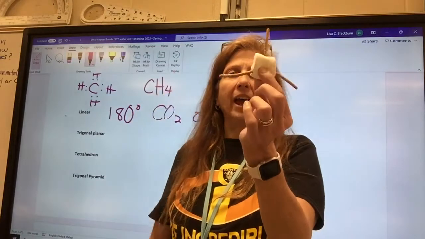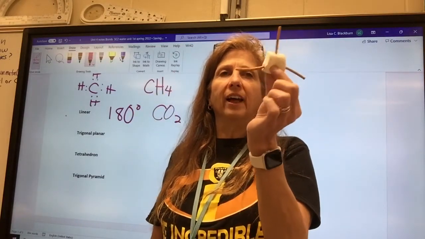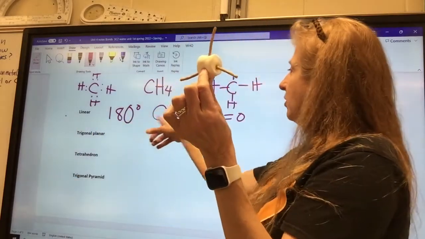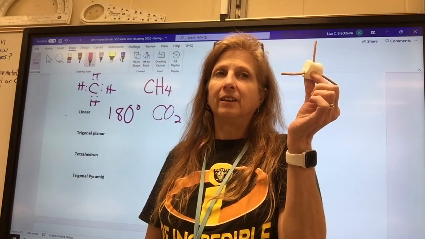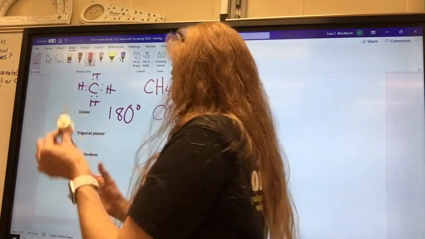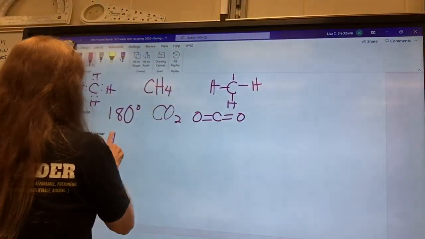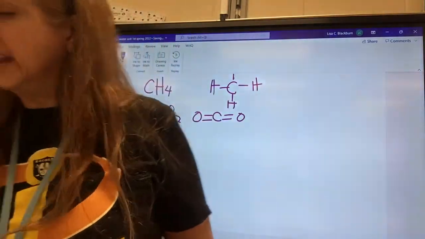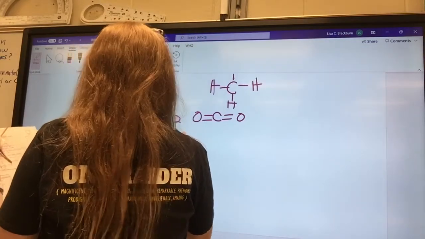Okay, so now, what is the bond angle for this? What's the bond angle? That one, linear, is 180 degrees. What's our bond angle here? No, not 60. 120, yes, very good. This is called trigonal planar. It's 120 degrees. Tri means three, trigonal planar. An example of this is SO3.